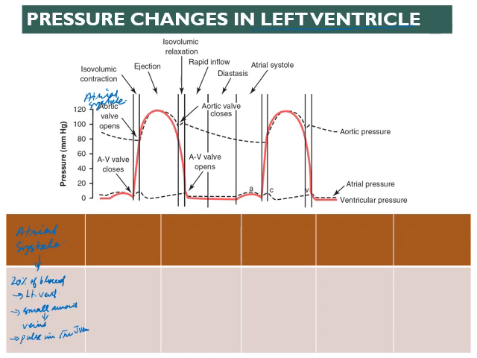When atrial systole is complete, the atrioventricular valves close. Semilunar valves are already closed, and this marks the start of isovolumic contraction phase.